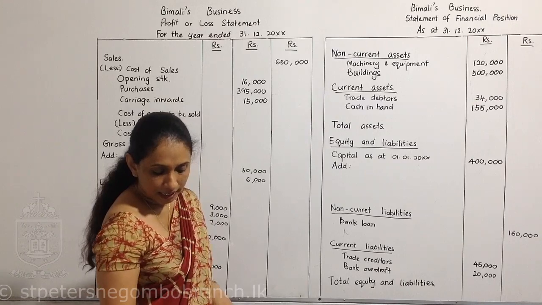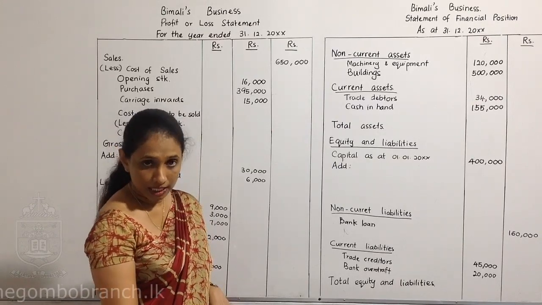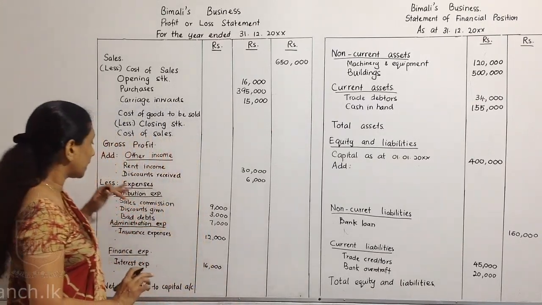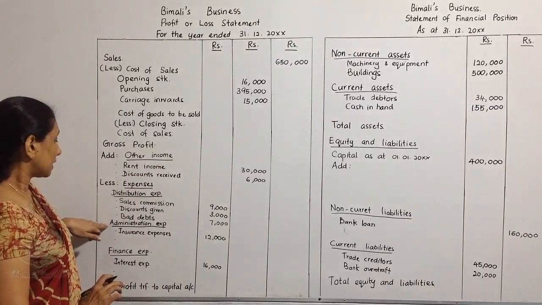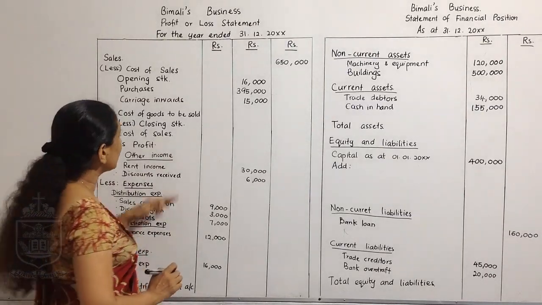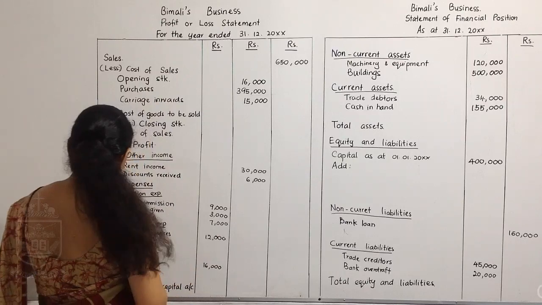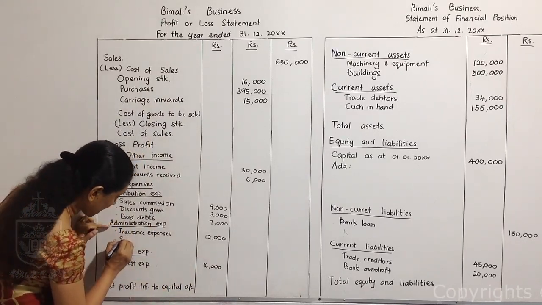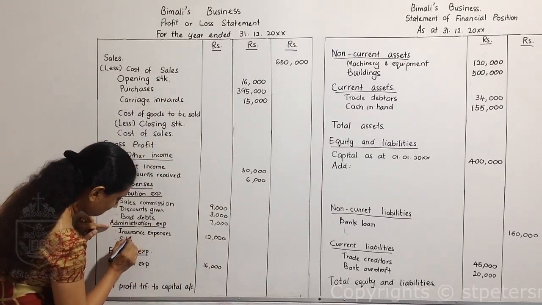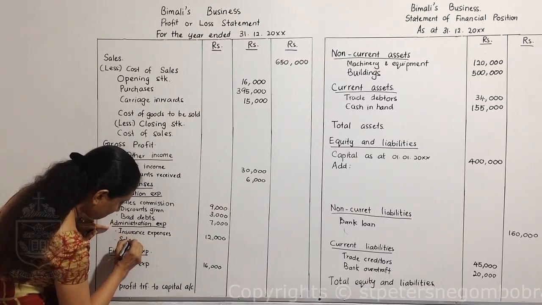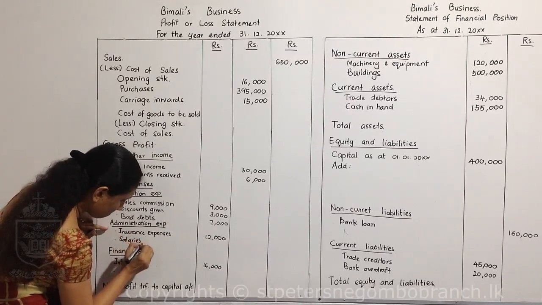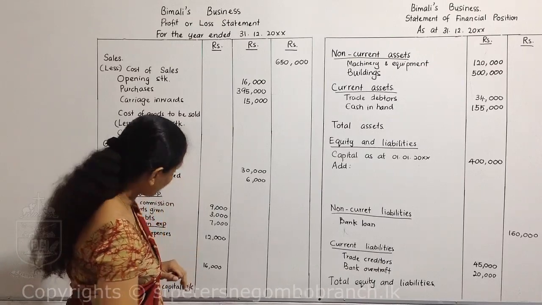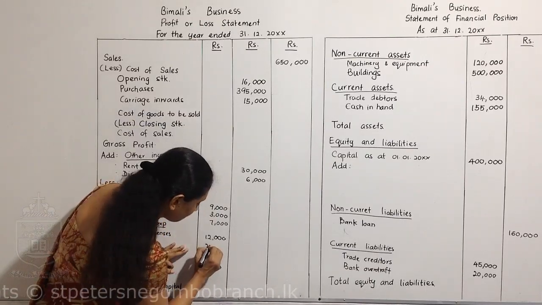Then we have the salaries, and it says it's administration salaries. So it will go again under expenses, under the administration expenses category in the profit or loss statement. So I'll go to that section and put salaries. It's 25,000.